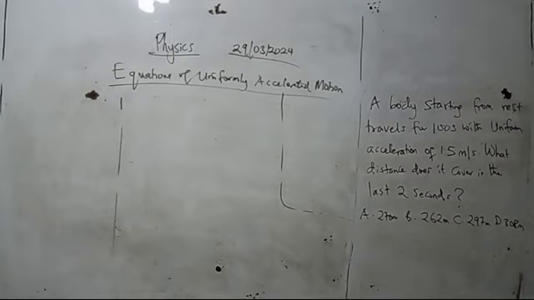The question says, a body starting from rest travels for 100 seconds with a uniform acceleration of 1.5 meter per second square. That is meter per second square. Correct it. What distance does it cover in the last 2 seconds? Option A, 270 meters, B, 262 meters, C, 297 meters, D, 308 meters.